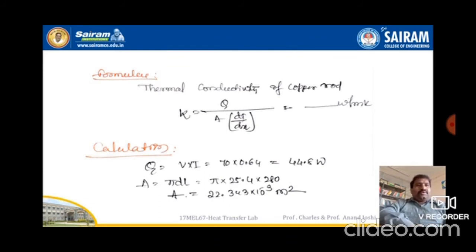Now we will move on to the calculation part. Q is equal to V into I, which is nothing but the power input to the rod: 70 into 0.64, that is 44.8 watts, supplied as electrical energy. The area of the rod is pi dL, where d is the diameter, 25.4 mm, and the length is 280 mm. Converting all these terms into meters, the area is 22.34 into 10 to the power of minus 3 square meter.